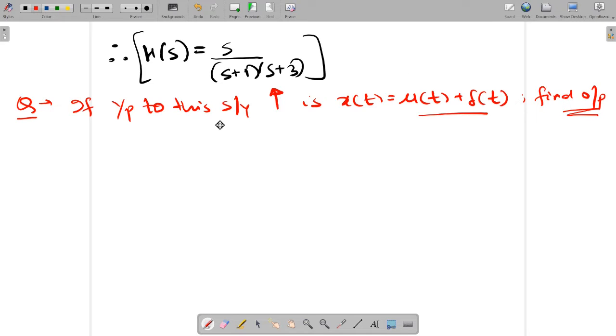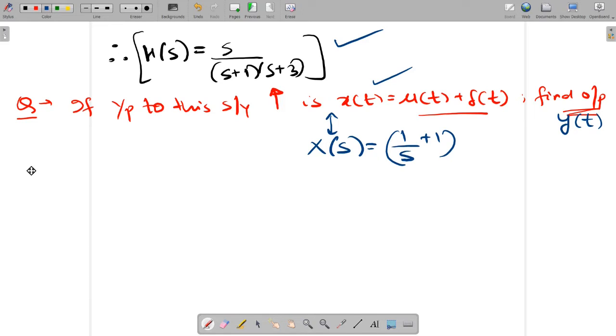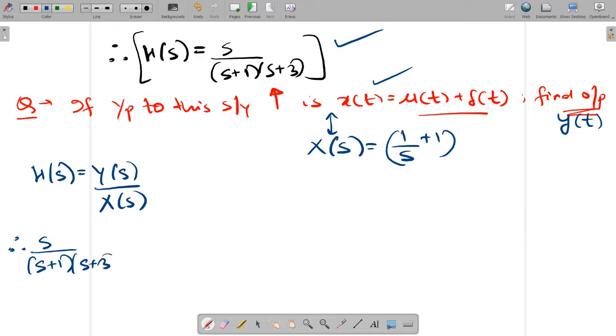Alright, this is an extra counter to this question. You have h of s now, you have x of t, and you are required to find the output, that is y of t. So let me work out x of s. X of s is 1 by s plus 1. As I know, h of s is equal to y of s upon x of s. What is h of s? H of s is s upon s plus 1 s plus 3, which I have got from over here.